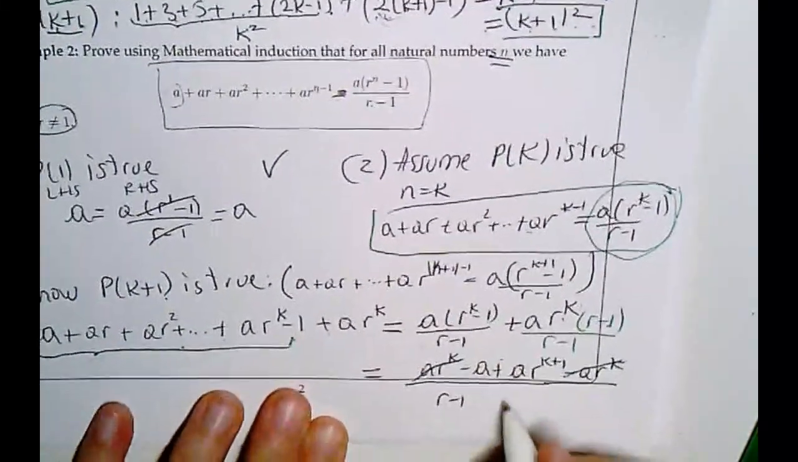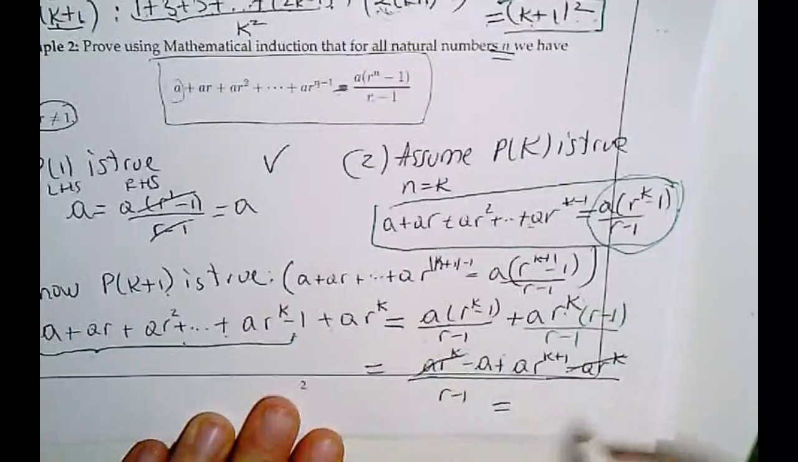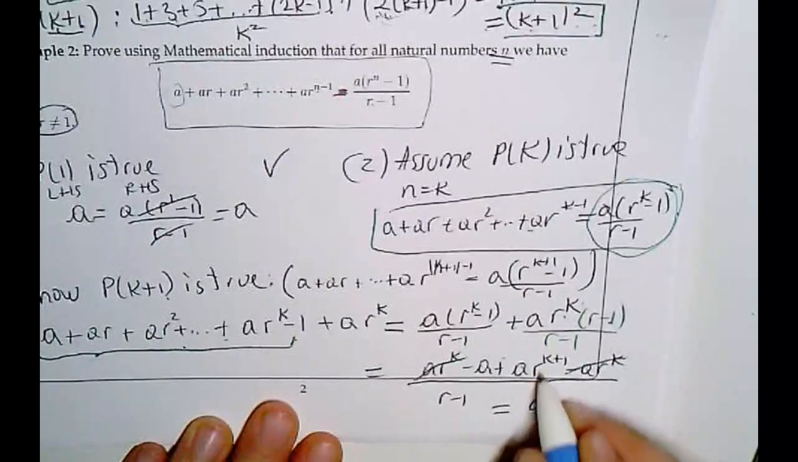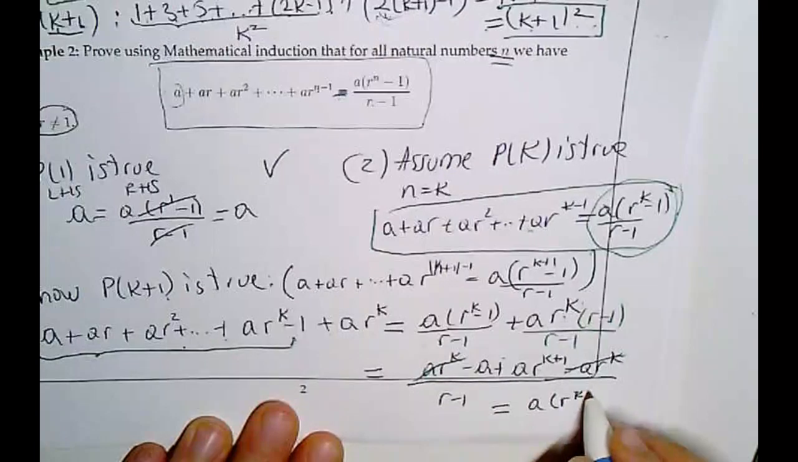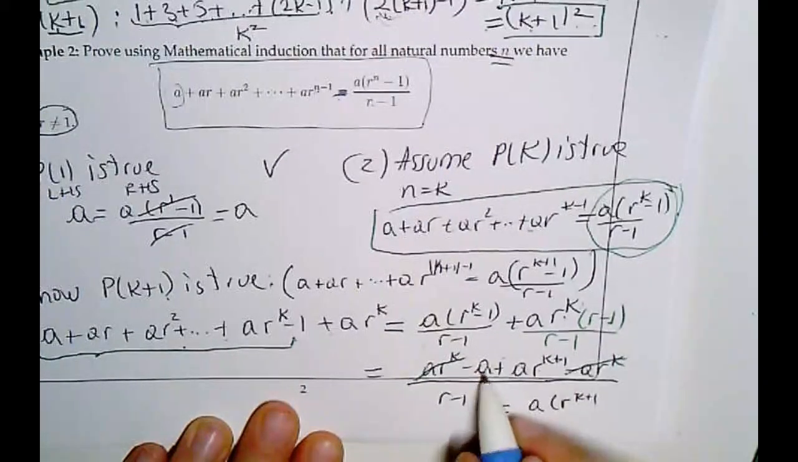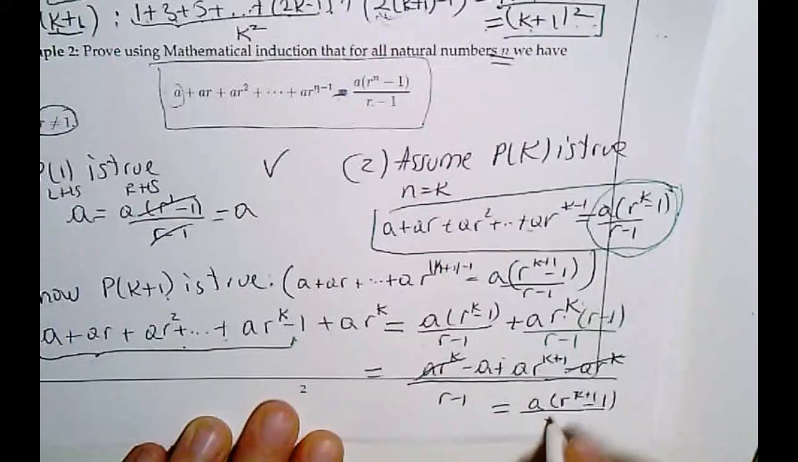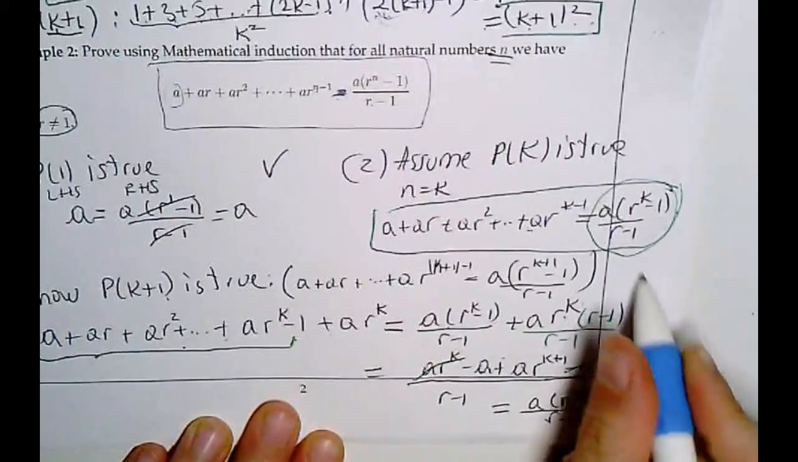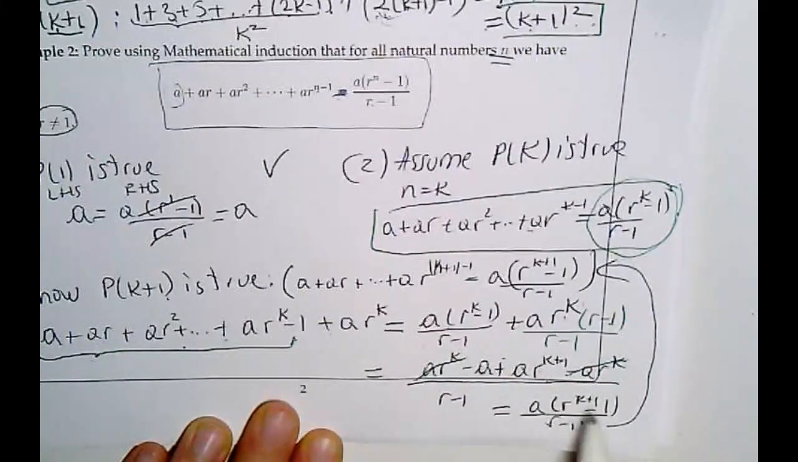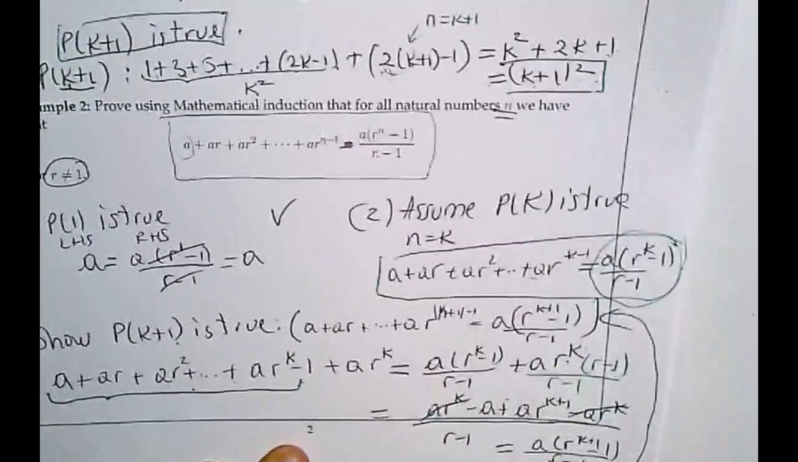And then if I factor out an a, I'll get r to the k plus 1 minus 1 over r minus 1. So this is exactly what I needed to show. Okay, so this is it.